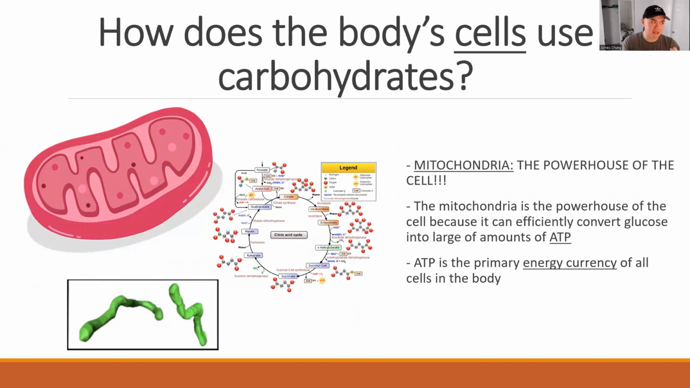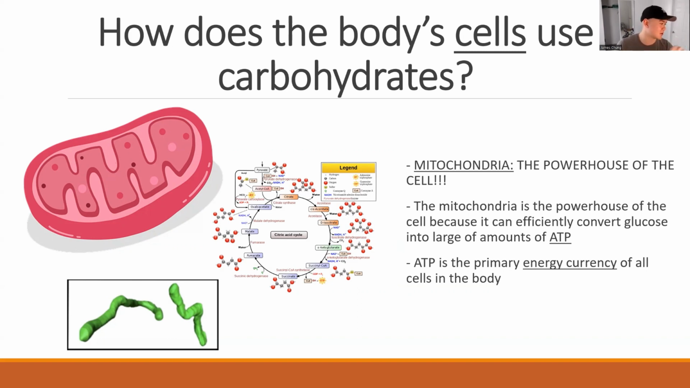So once the glucose is in the cell, how does the cell actually use the glucose that it absorbed? Well, you've probably heard about the mitochondria, the powerhouse of the cell. It's kind of a meme in biology on social media and all these different places. But basically, the mitochondria is the powerhouse of the cell because it can efficiently convert that glucose it pulled up into huge amounts of ATP. And that ATP can be used as the primary energy currency for pretty much all cells in the body. This is pretty much how our body does its day-to-day functions, through this ATP.